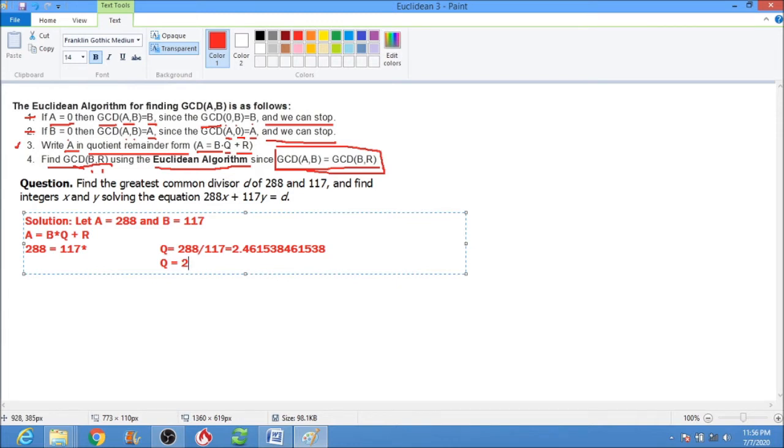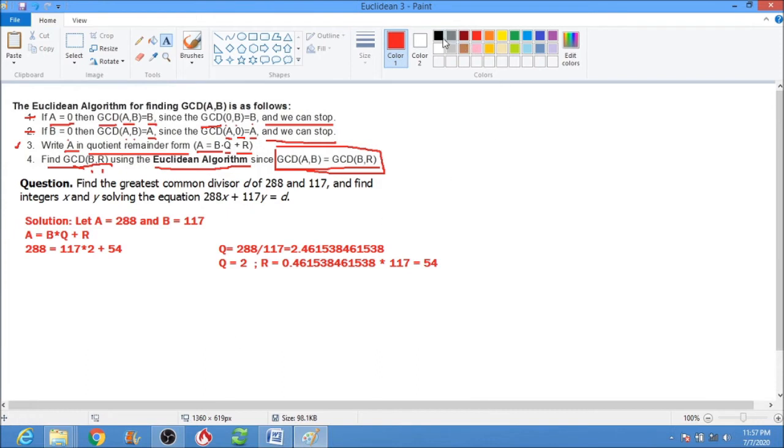Then 2 times 117, so we have 2 as our quotient, plus the remainder. Solving for R, the remainder is 0.461538 multiplied by 117, minus 2 times 117, and that will be equal to 53.9999, or 54. So therefore our remainder is 54.